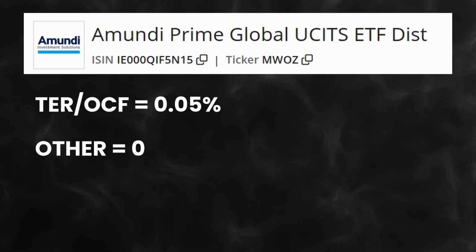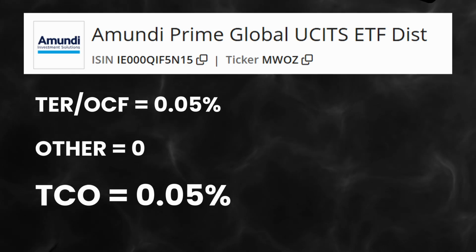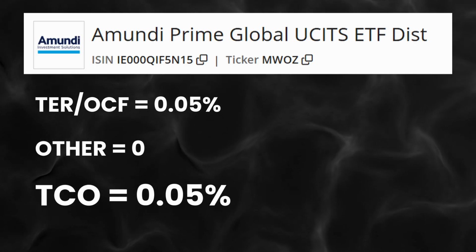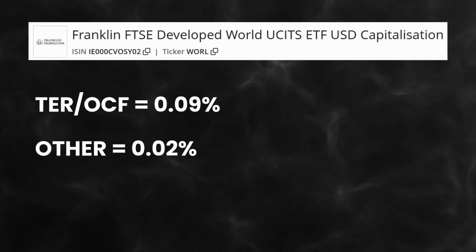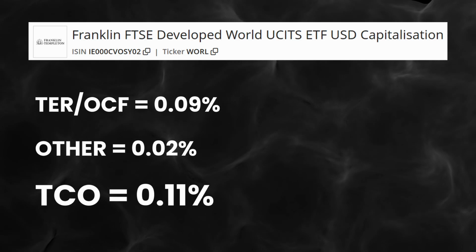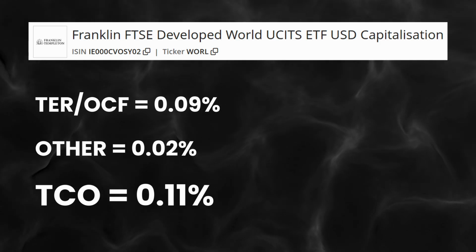This has a total cost of ownership of 0.05%, which breaks down as a total expense ratio of 0.05% and no transaction costs. The cheapest FTSE Developed World ETF is the Franklin FTSE Developed World UCITS ETF Accumulation with the ticker of DWLD. This has a total cost of ownership of 0.11%. 0.09% is the total expense ratio, and the transaction cost is 0.02%.